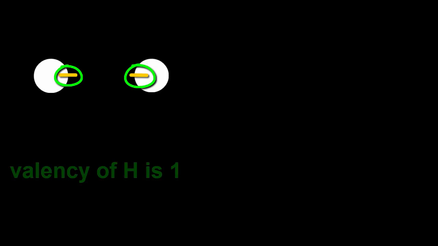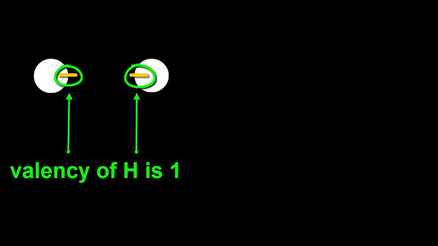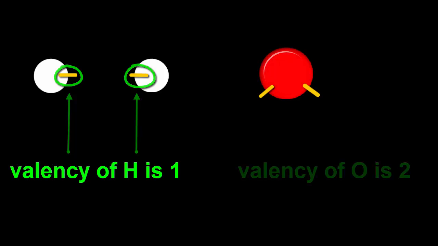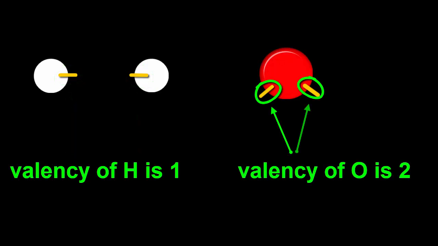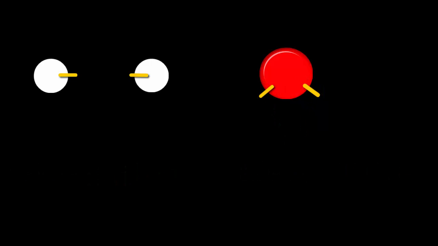The number of bonds that a type of atom can make with other atoms is called its valency. So the valency of hydrogen is 1. The valency of oxygen is 2. When the atom is written like this, its bonds are unused, so it's on the lookout for other atoms to bond with.